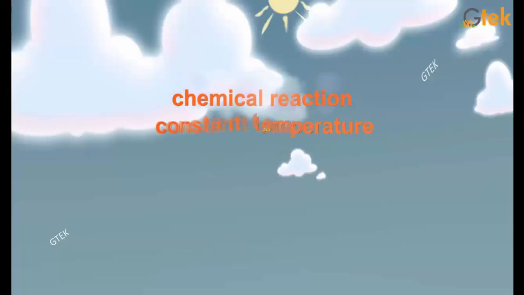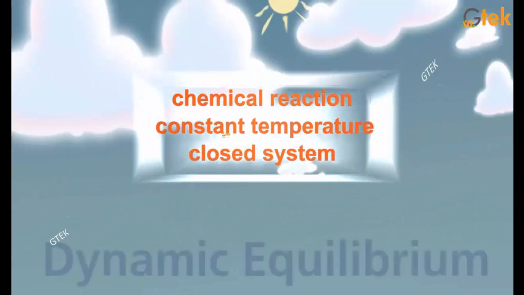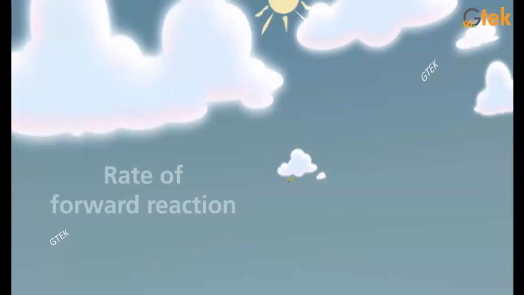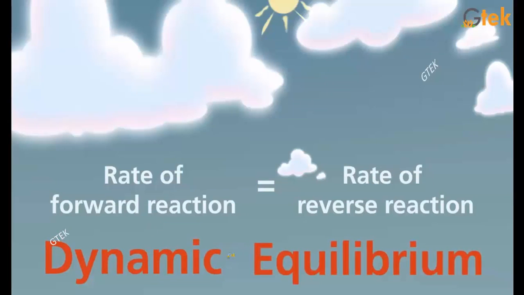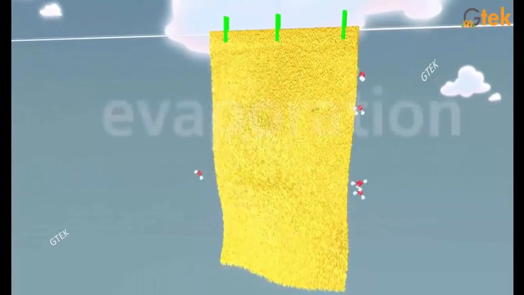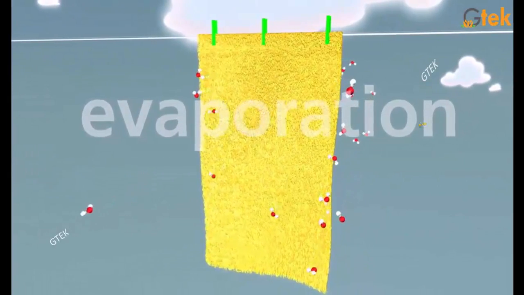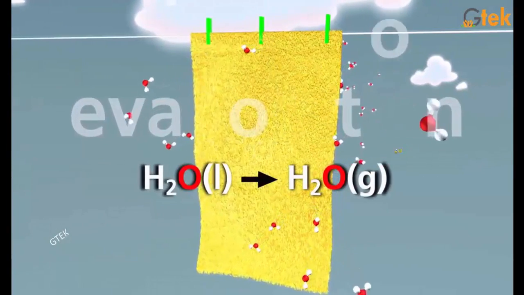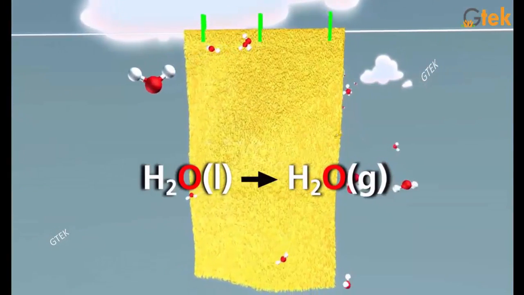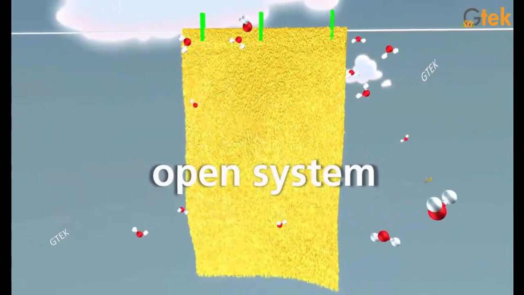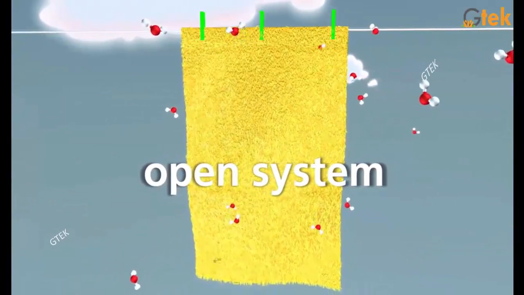I want to show a 3D of how chemical reactions happen at constant temperature in a closed system at the equilibrium position. As indicated, the rate of the forward reaction is equal to the rate of the reverse reaction. This is referred to as dynamic equilibrium. I have a water towel. Now let's talk about evaporation. You are able to see the water molecules coming out. The liquid became gaseous and the water molecules are gone. So it's an open system because it's in the air.